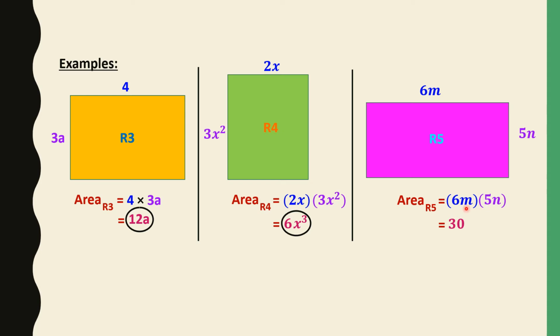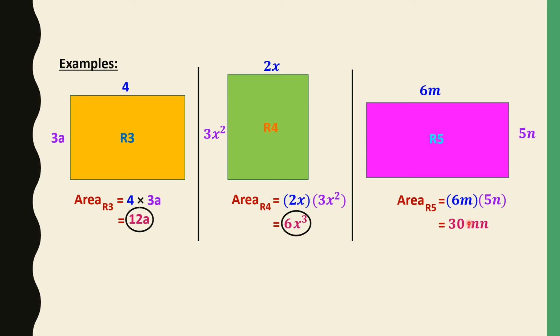Here m and n are different. They are two different letters. Here x and x squared, these two powers have the same base x. Here no, m exponent 1 times n exponent 1. We cannot write them in the form of one power. We need to keep them m times n. So it's 30 times m times n, or we can write 30mn.